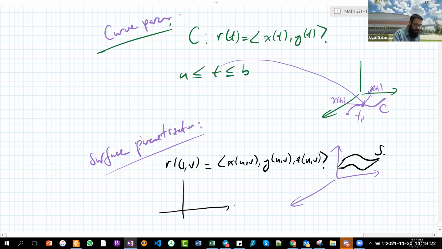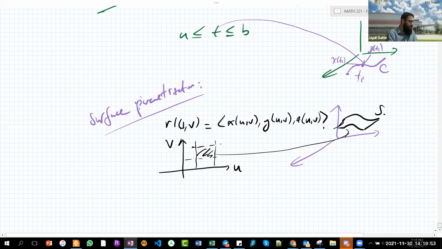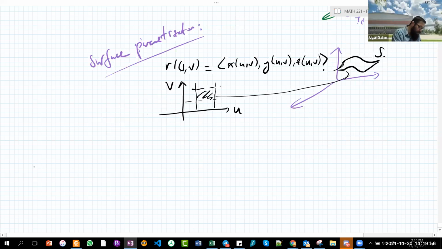What I mean here, guys, look at that. I have the uv plane. I'm mapping this interval over the surface. So look at the similarity between the curve parameterization and the surface parameterization. In the curve parameterization, I just needed one parameter, but this time I'm going to need two parameters. The two parameters can define a surface. Let me give you the official definition of parametric surfaces. Definition.